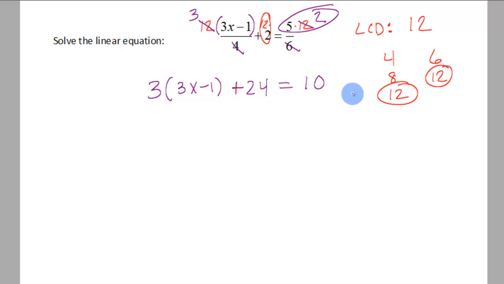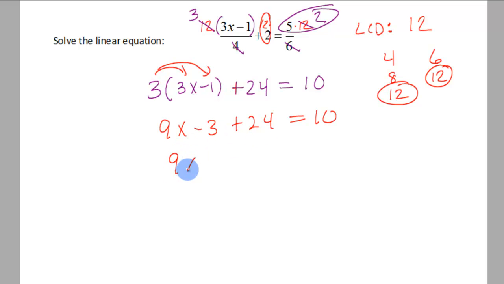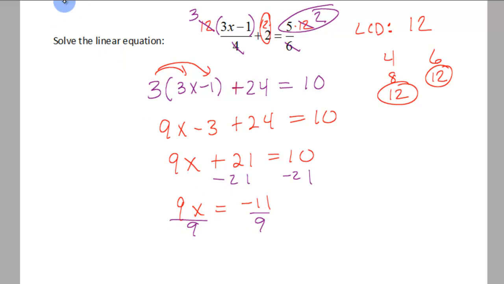Okay, so now we have a pretty basic linear equation. We just got to go through here and distribute and get 9x minus 3 plus 24 equals 10. Combine like terms, 9x plus 21 equals 10. Go ahead and subtract that 21 on both sides. 9x equals, what do I have, negative 11. Last step, divide by 9. Here we go, x equals negative 11 ninths is my solution then.